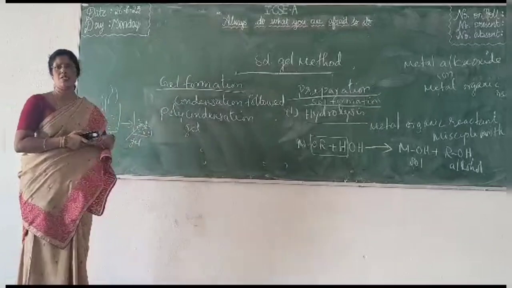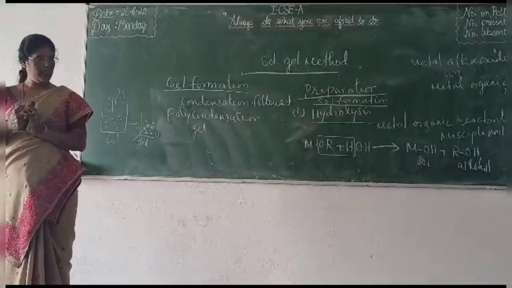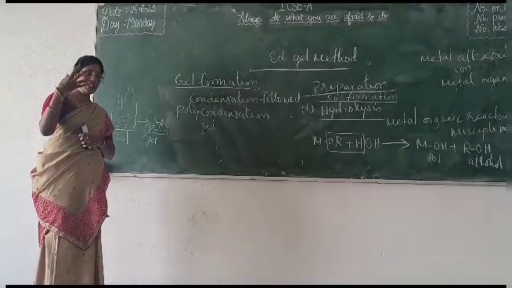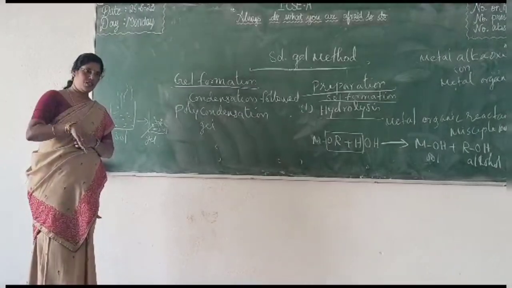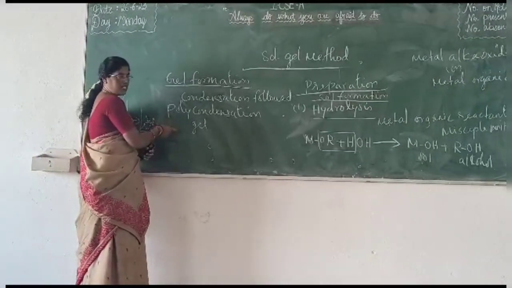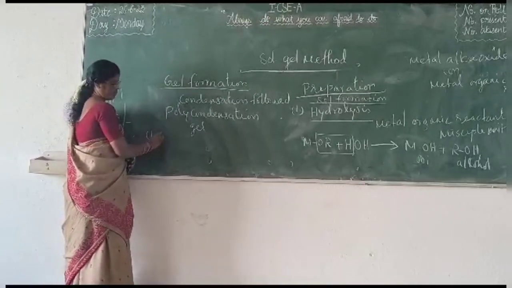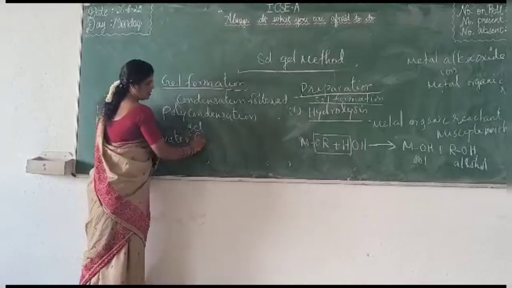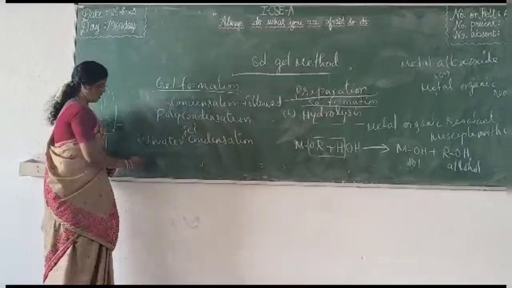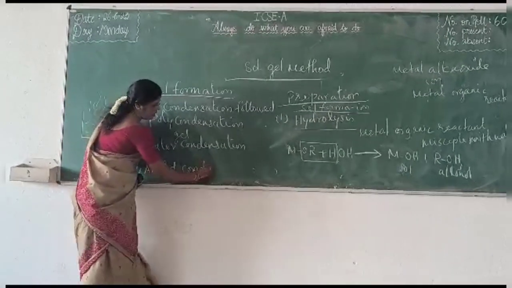What does condensation mean? Gas is condensed into liquid during the cooling process, and again it gets condensed into solid. So condensation followed by polycondensation occurs, resulting in the formation of gel. There are two types of condensation process possible: one is water condensation, and another one is alcohol condensation.